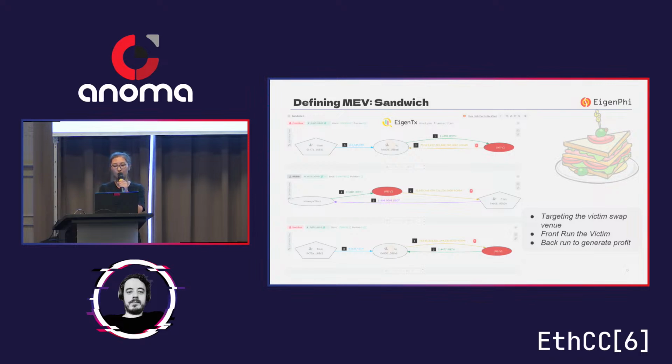And for sandwich attacks, the feature is also very clear. The attacker will target the victim's swapping pool, and then conduct front running before the victim's transaction, and then do back running after the victim's transaction to generate the profits.